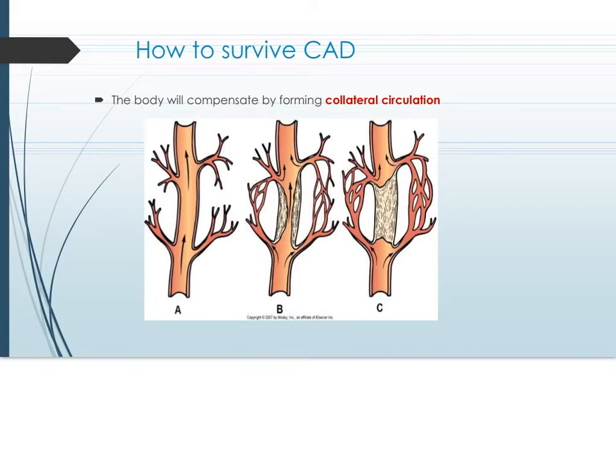This is a picture actually from your book on page 732 that just shows you how your body is able to compensate over time and develop what we call collateral circulation.